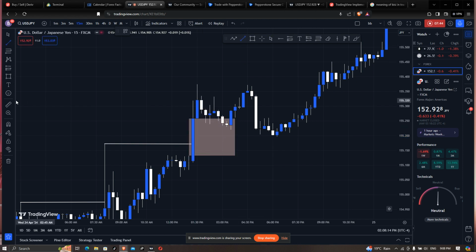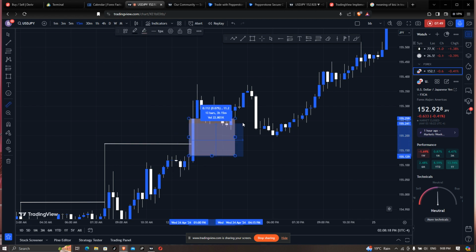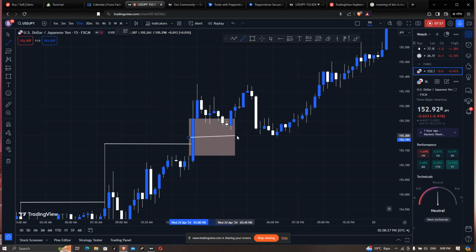Pick this, draw with your ruler, come back with your trend line and try to divide this by 2. And look at that, the bodies of the candles, they really respected that consequent encroachment. And even after, price entered my fair value gap and then went towards my intended direction.